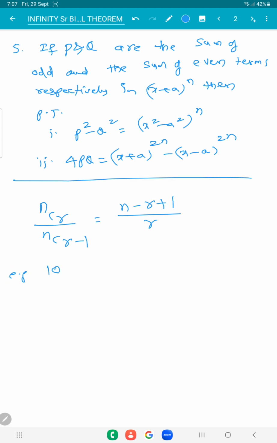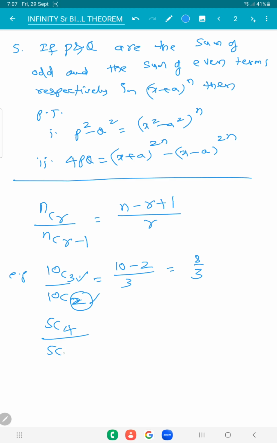Example, suppose 10c3 by 10c2 is there. Here n is 10 and r is 3, r minus 1 is 2. So I write 10 minus smaller number by bigger number, bigger number meaning the bigger of 3 and 2. That is equal to 8 by 3. Let us take one more. 5c4 by 5c3.